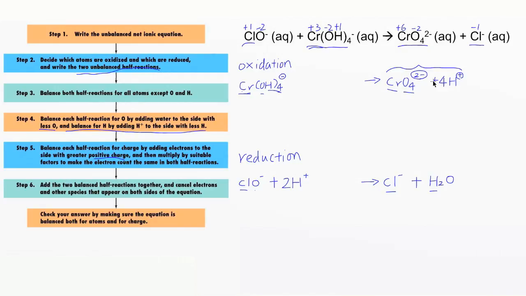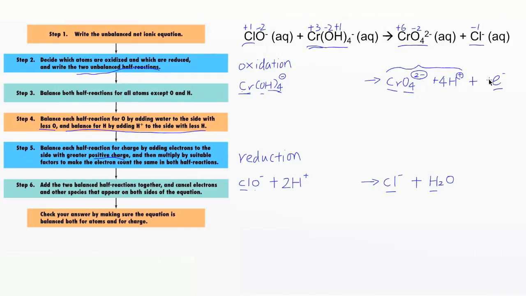Now, you have positive 2 on the product side, and you have negative 1 on the reactant side. How do we add electrons to balance the charge? Since the product side has greater positive charge, you have to add electrons on the product side to balance the charge. The problem is how many electrons do we need? Remember, each electron is one negative charge, so you have to keep that in mind.